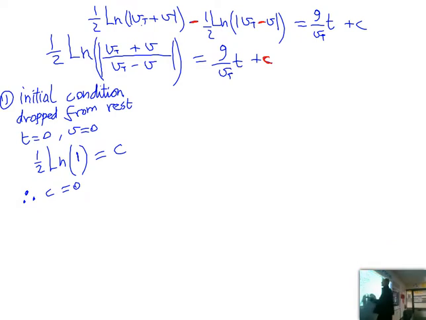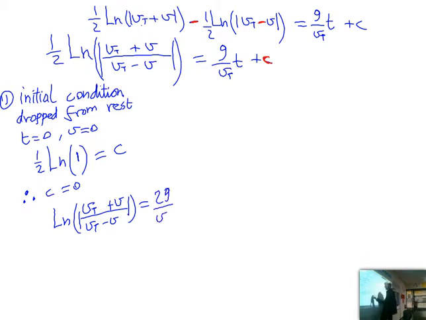Alright. So, let's now push forward and speed it up a little bit. I'm going to multiply by 2 to the other side, and I get 2g on Vt times time.